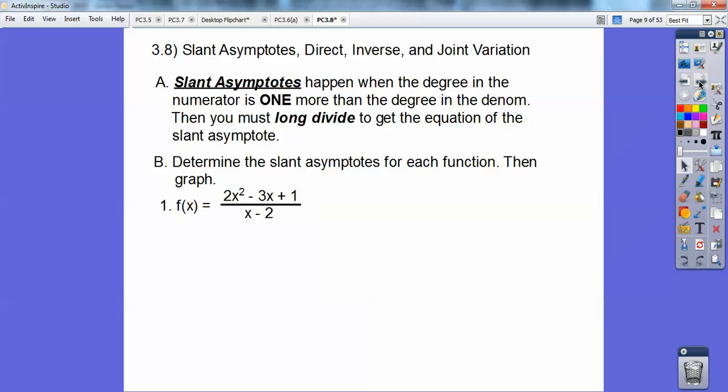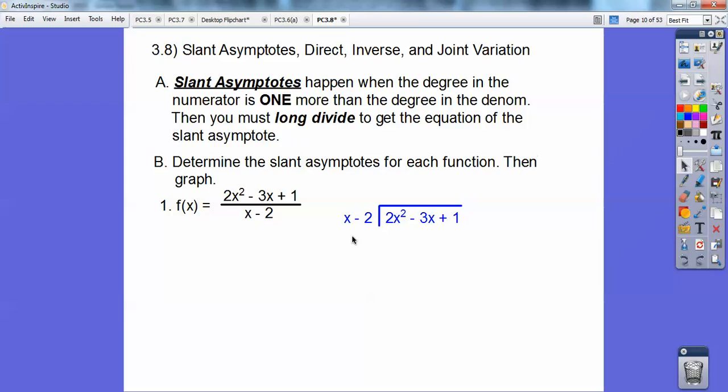Okay, here's the first one. f of x is 2x squared minus 3x plus 2 over x minus 2. First of all, I know it has a vertical asymptote at x equals 2 because that's what gets me 0 in the denominator. And since this is x to the first and this is 2x squared, the degree in the numerator is one more than the degree in the denominator. So I'm going to go ahead and long divide.